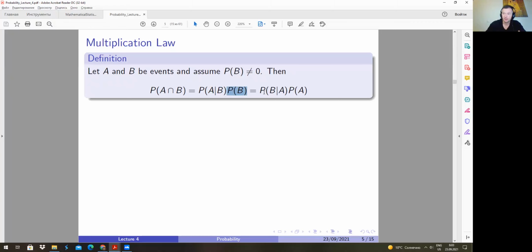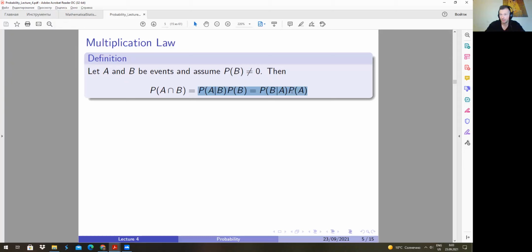Or I can reverse this relationship. I can say, well, this is also the probability of selecting a boy first, and then out of boys, I multiply this by the probability that out of them, I selected a brunette. Right? So this is a reversal procedure. Actually, both of them give me the probability of A intersection B.